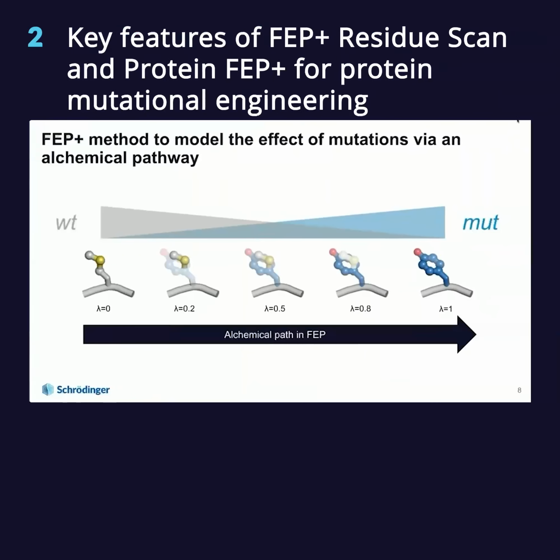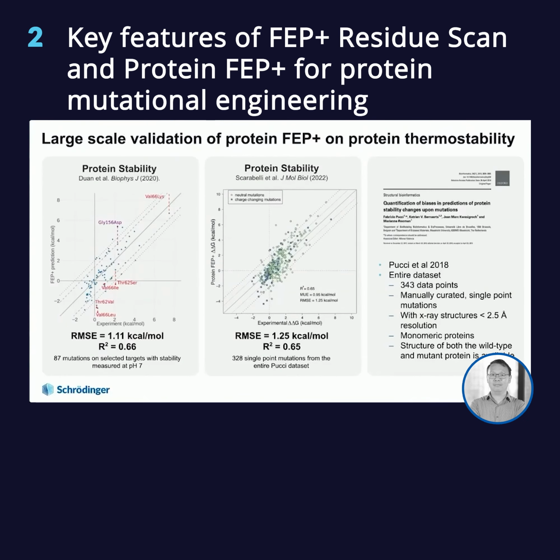So Protein FEP works by gradually morphing the side chain from the wild type to the mutant through a number of intermediate states along the alchemical pathway, to calculate the free energy difference between the wild type and mutant. The FEP+ method was first developed for small molecule protein binding affinity calculation, and a slight enhancement of the method can also be used to model important endpoints for biologics. So we have extensively validated Protein FEP for thermal stability and protein-protein binding affinity.